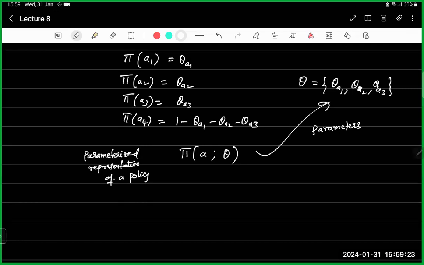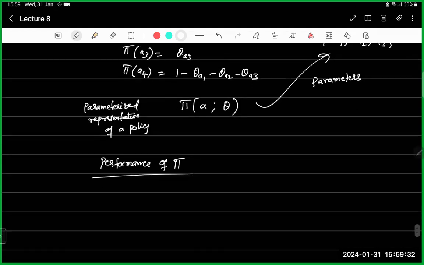Okay. So then the performance of the policy can be defined as the expected reward that you get for playing this policy. So let me call this eta: what is the expected reward for playing this policy? There are a lot of actions possible. And what is the probability that I play action A? It is pi of A. And what is the expected reward that I'll get whenever I play arm A? Mu of A, right?